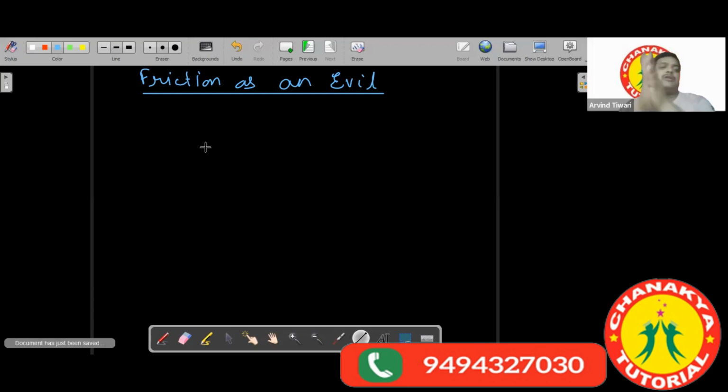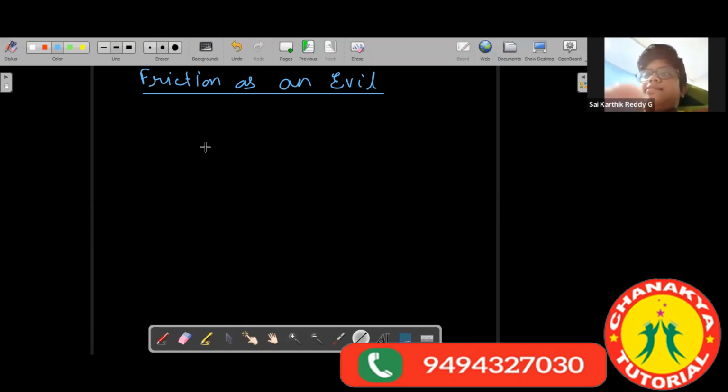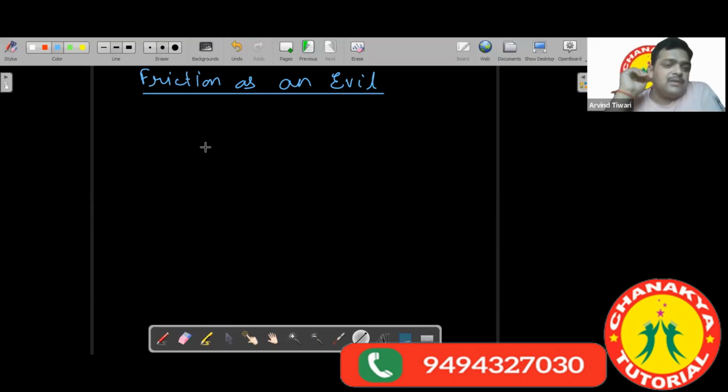Just try to rub your hands like this. Rub your hands, and do you feel hot? Do your hands feel hot? Yes, of course. So why? It's because of friction.